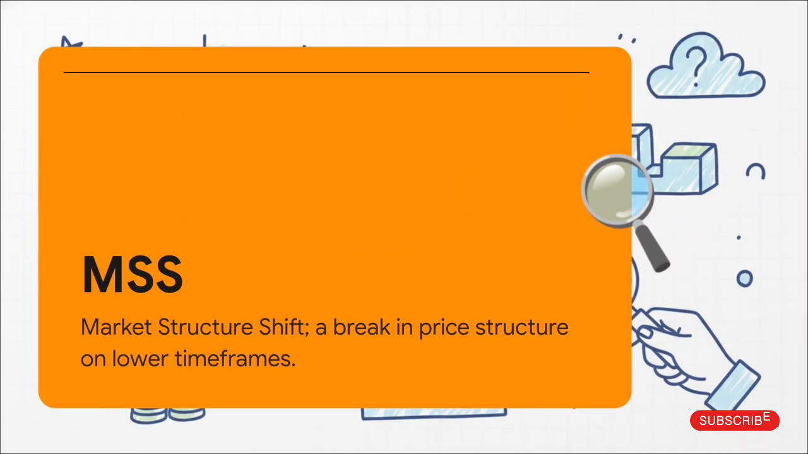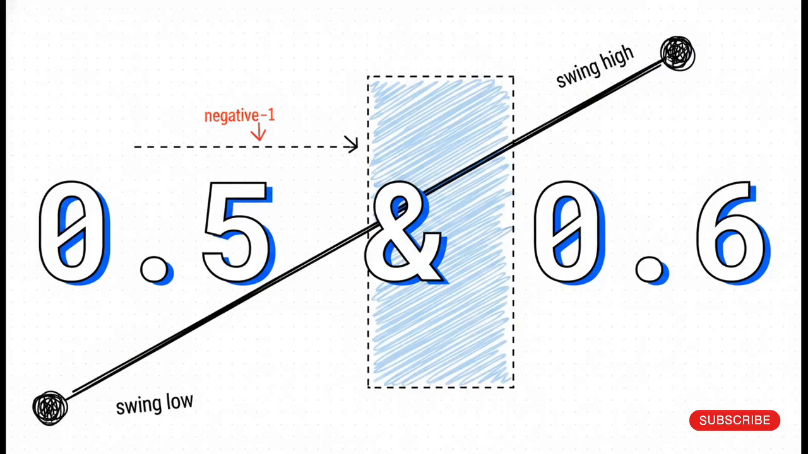Next up in our execution glossary is the MSS, or Market Structure Shift. This is a break in the current price structure that absolutely must occur on lower time frames before you safely enter a trade. Please never jump in blindly just because price touched a daily level. You have to wait for an MSS on your 1-hour chart to confirm that the higher time frame POI is actually holding.